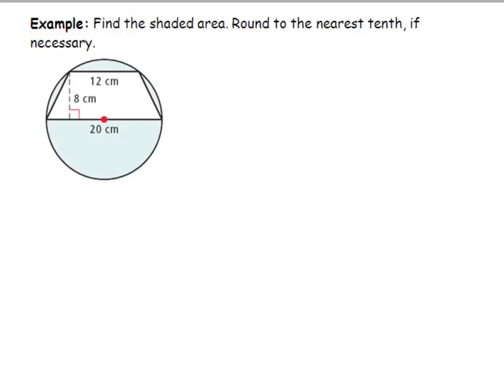All right, I would like for you to try this one. Find the area of the shaded region. Now don't forget, we have a circle, and we want to get rid of this trapezoid, okay? All right, so take a minute, find the areas, subtract them, and then we'll see if we come up with the same answer.